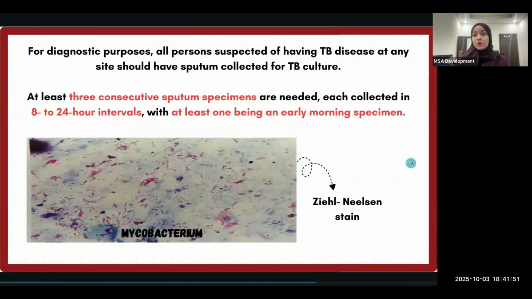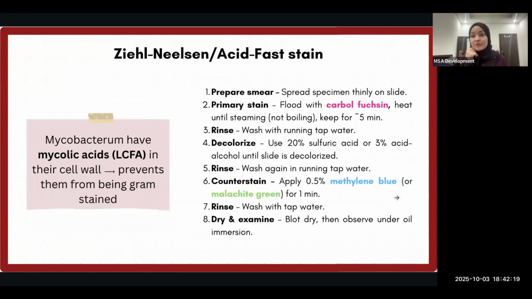And anyone suspected of TB with these symptoms, based on clinical evaluation and history, if you suspect TB, you have to take a sputum sample, three consecutive sputum samples to be specific, and they have to be collected in an 8 to 24-hour interval, with at least one being an early morning specimen. So these are the criteria for collecting a TB sputum sample. And this is the Ziehl-Neelsen stain, or acid-fast.